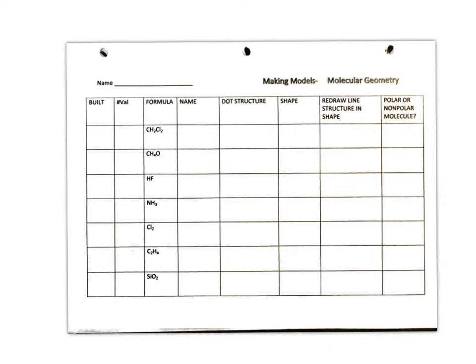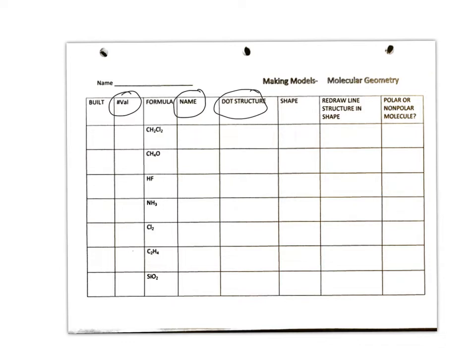But in the meantime, we're going to work through our Making Models packet. To do this in class, this would have taken many days and would have served as our big lab where we would have then built these molecules. So for today, you're going to do only the number of valence electrons, the names, and the dot structures. We will work on the shapes, redrawing, and polar and nonpolar next week.